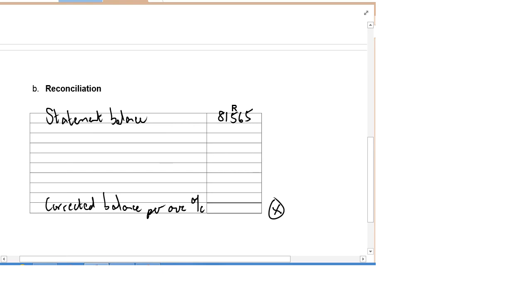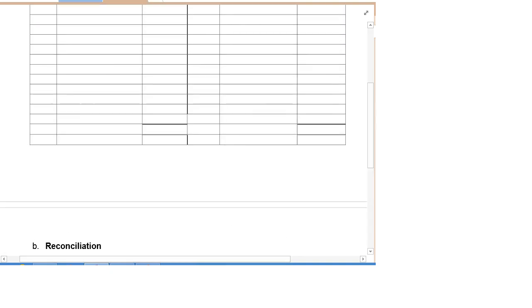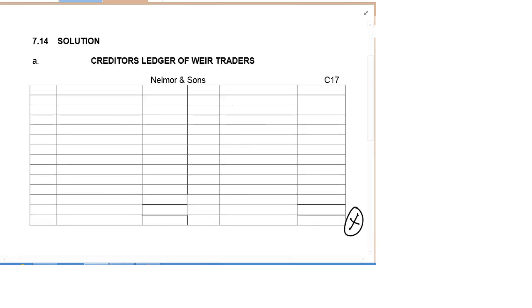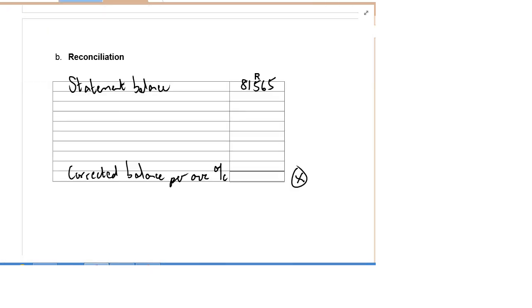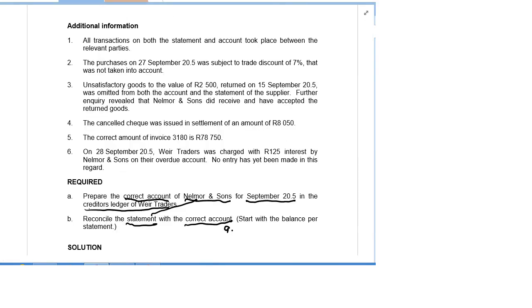We'll give this reconciliation to our supplier and we will tell them this, the correct balance amount is the amount we agree to, and we will agree to it because we're going to recreate the creditors ledger account, and the balance on the creditors ledger account for Melmore and Sons should agree to the reconciled balance that we've done in the reconciliation, which goes back to the balance that the supplier gave us that they said was owing. So we've got to do those two things in this question.